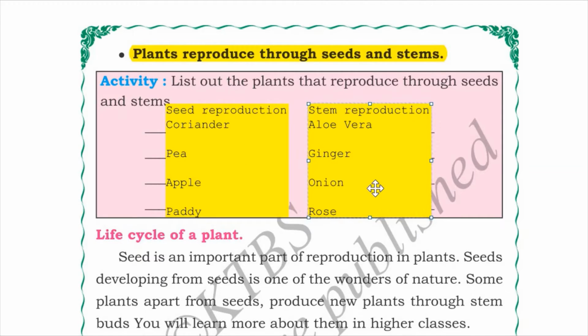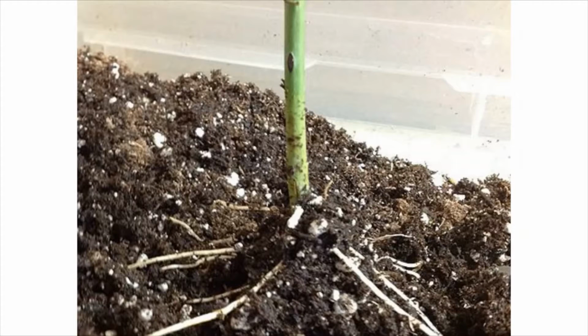There is another way through which plants reproduce, that is by stem reproduction. What we do in stem reproduction is we take a part of the stem of an old plant and we plant it into the soil. That stem in turn becomes a new plant on its own. Let me show you an image.